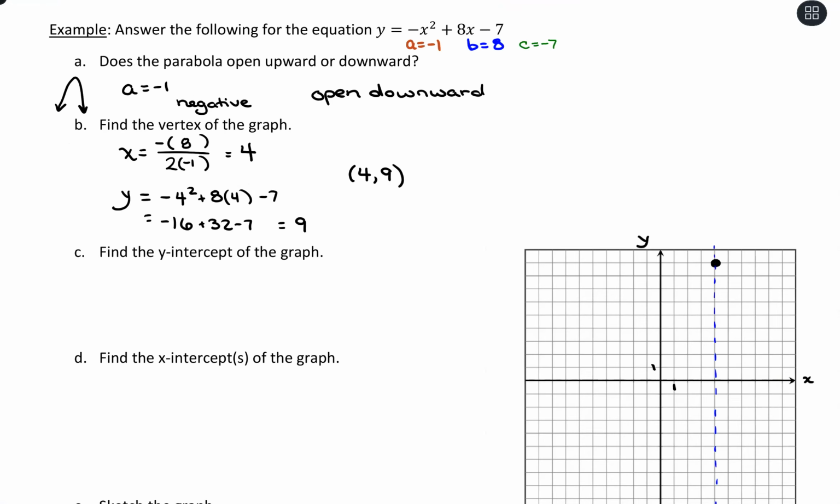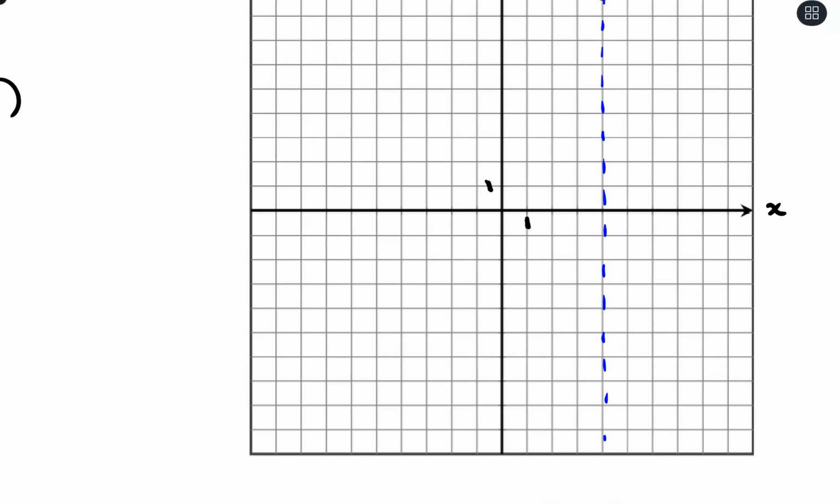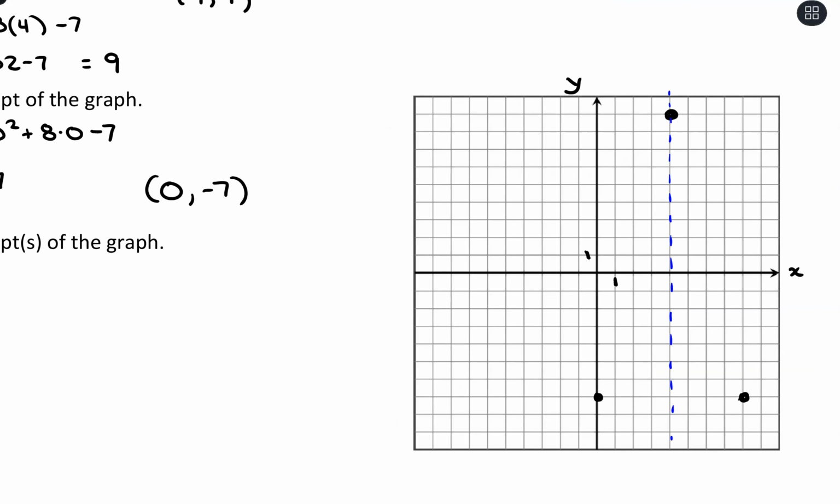Okay, the y-intercept, so that's where we're plugging in 0. So we'll have y equals negative 0 squared plus 8 times 0 minus 7, which will just leave us with the minus 7. So we have the coordinate (0, negative 7), which is down here. So 3, 6, 7. And we could use symmetry to get a second coordinate, which is over there. This is a pretty good start.